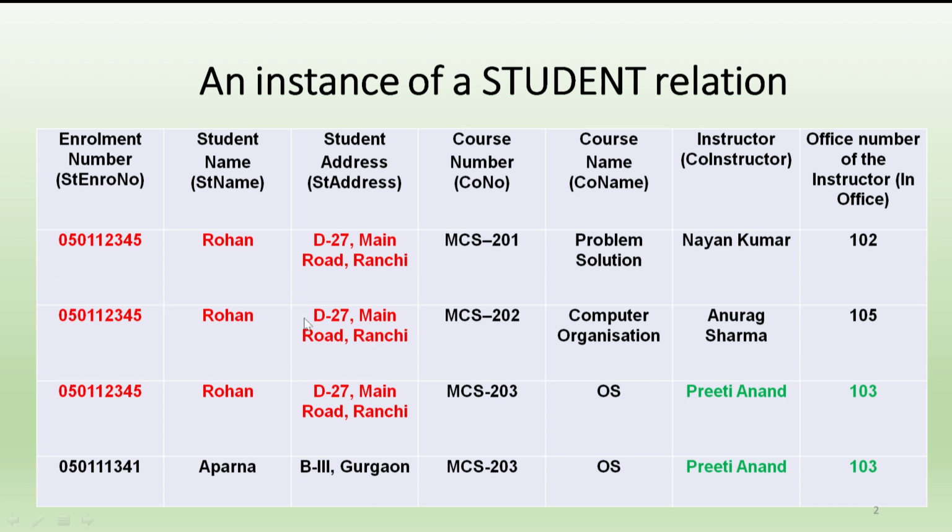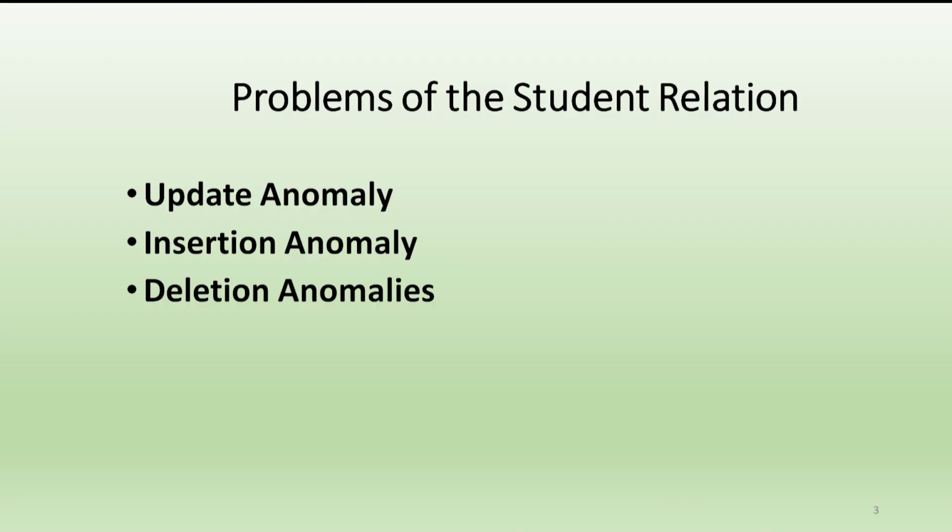So there is a repetition of information, and the same is the case with the instructor. This particular instructor's room number is 103, and that information is getting repeated. The purpose of good database design is to minimize this redundancy. Now why do we want to minimize this kind of redundancy within the data? Well, there are three main reasons: the update anomaly, insertion anomaly, and deletion anomaly.